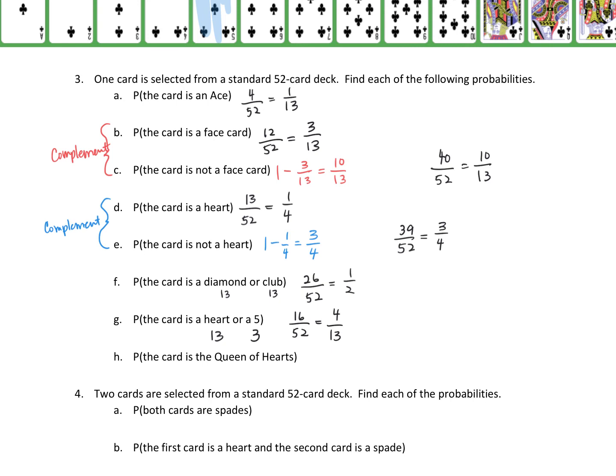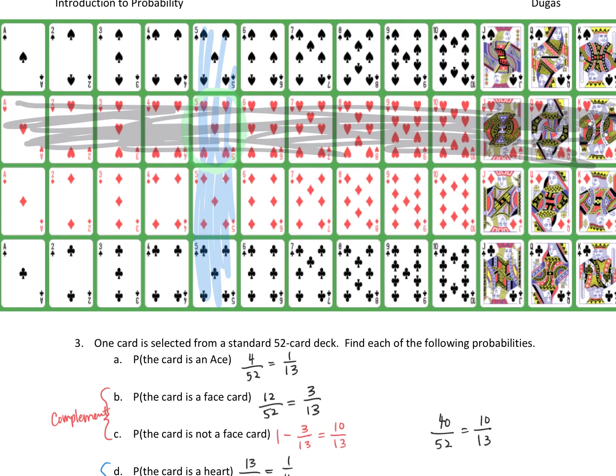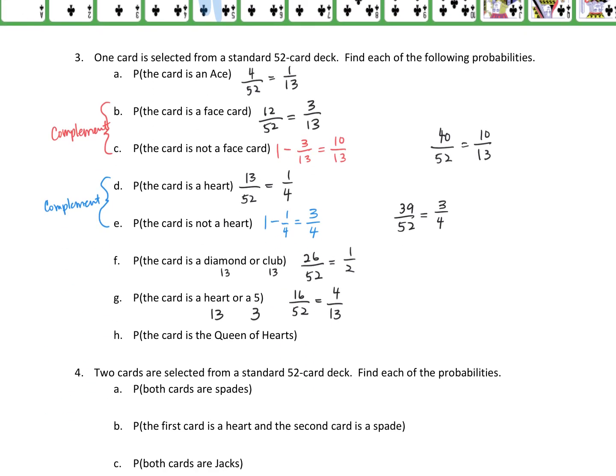Okay, if we see part H, we want to know the probability that the card is the Queen of Hearts. Well, if we look at our visual, there's only one Queen of Hearts. There's other queens, but they're not the Queen of Hearts. So the probability of drawing the Queen of Hearts is 1 out of 52 cards.